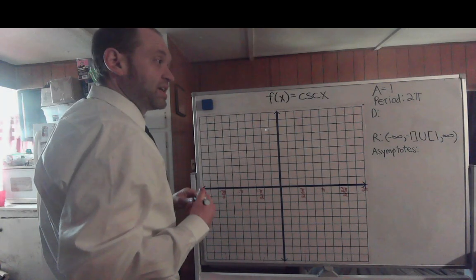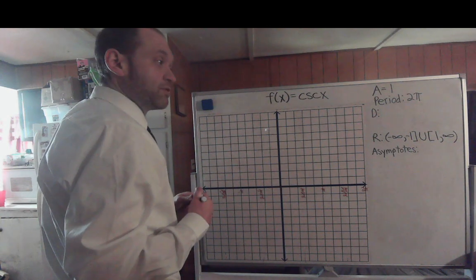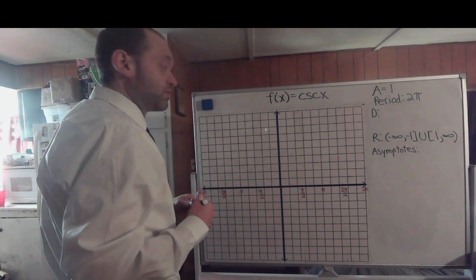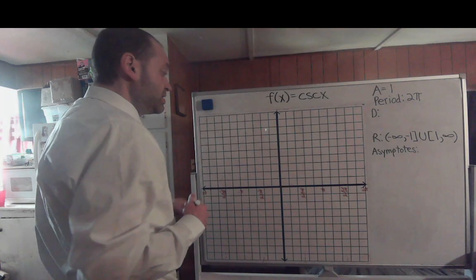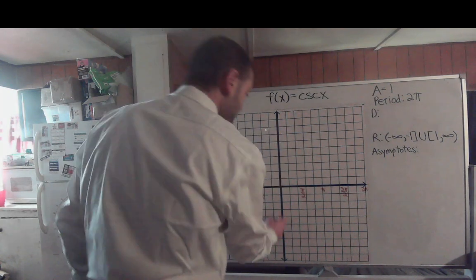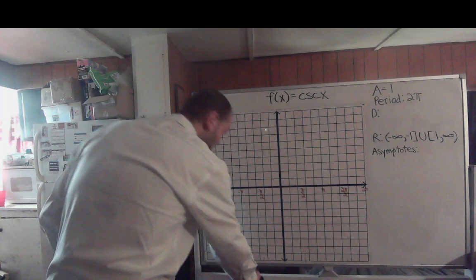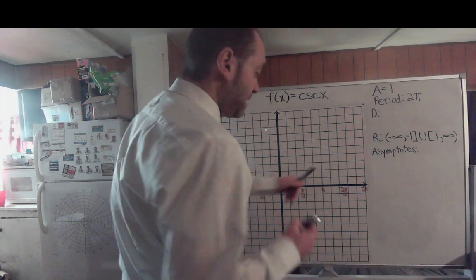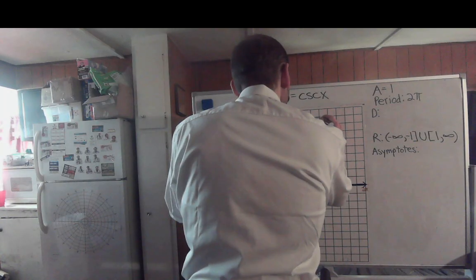Now, we need to look in the domain for any values that would make this undefined. So the cosecant of 0, well, the sine of 0 is 0, so 1 over 0 is undefined. So you have a vertical asymptote at x equals 0. You have another one at pi, because the sine at pi is 0, so 1 over 0 is undefined. So let's draw that asymptote.